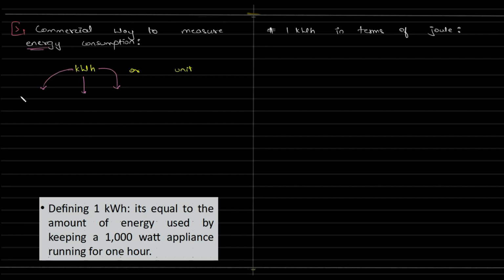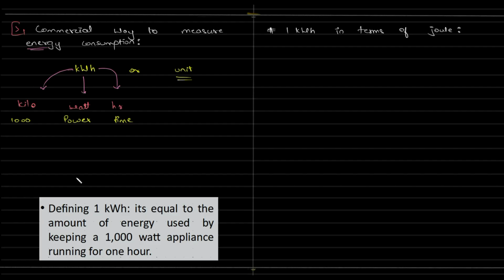Now, kilo, what is it? Kilo stands for... let me expand it. Kilowatt hour. Kilo is to do with 1000, watt is related to power, and this is your time. Or it can also be called a unit, a single unit.